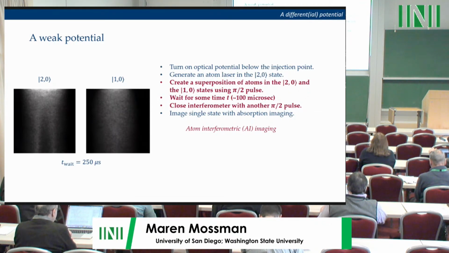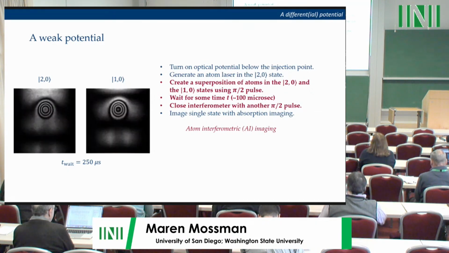So we're going to apply a pi/2 pulse, take our atoms from here, move them here. We're going to let it evolve for some amount of time, on the order of like 100 microseconds. And then we're going to close our interferometer by applying another pi/2 pulse. This is a Ramsey pulse sequence. It's fairly standard in atom interferometry. And so what's going to happen when I do that? Out pops my potential.